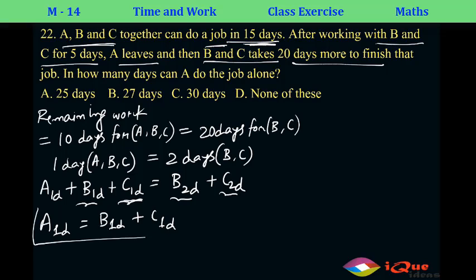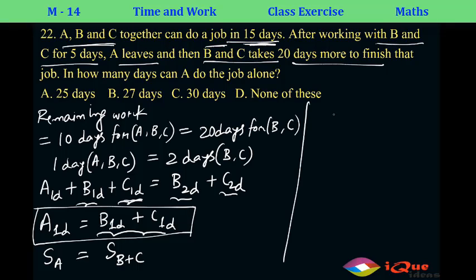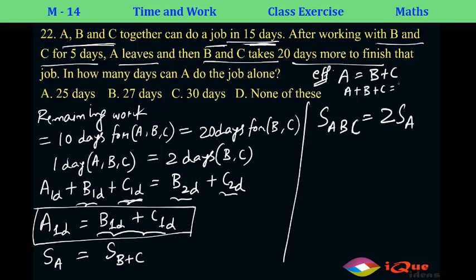So in 1 day, whatever work is done by A is equivalent to the total work done by B and C together in 1 day. This means we can say that the speed of A is equal to combined speed of B and C together. Alright. Now, this means that the combined speed of ABC altogether has to be double of speed of A. Right? How? We can see that here we are saying A is equal to B plus C in terms of efficiency. Alright. That means A plus B plus C will be equal to A plus A, which is equal to 2A. So speed of ABC combined together will be 2 times the speed of A.